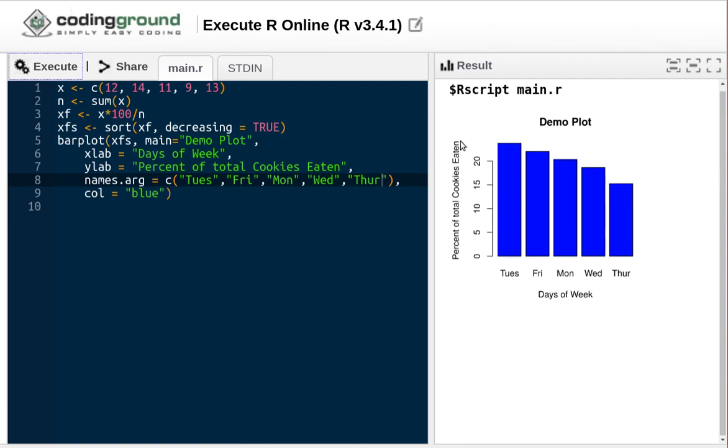These are the percent of cookies eaten on each one of these days. We can read those off and so on. So that's how we do a Pareto graph.